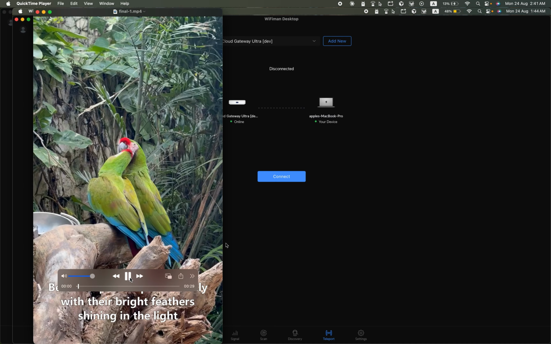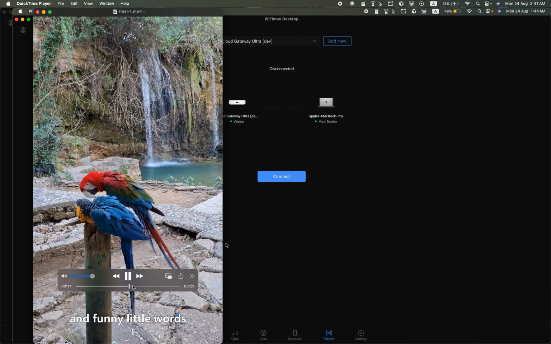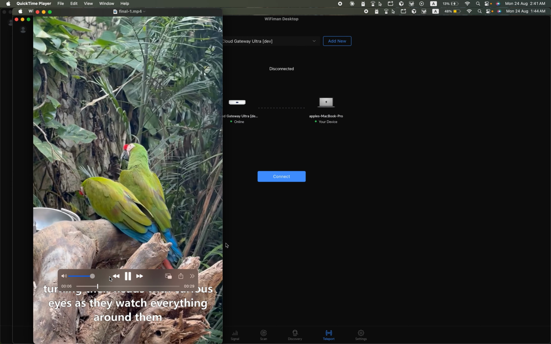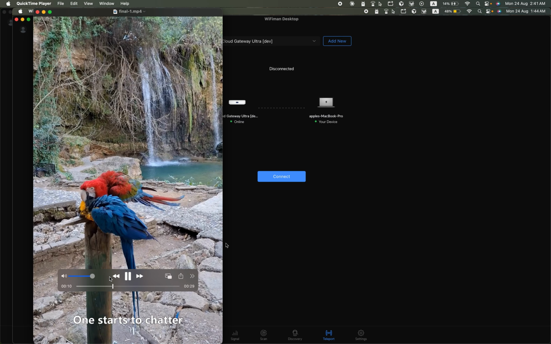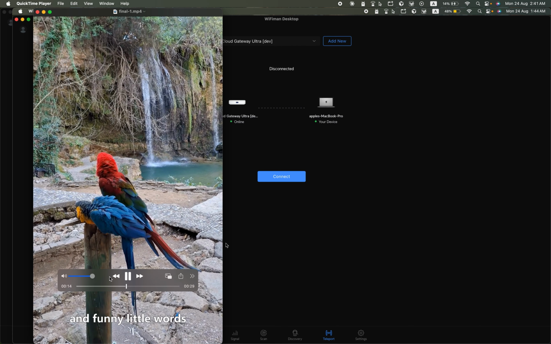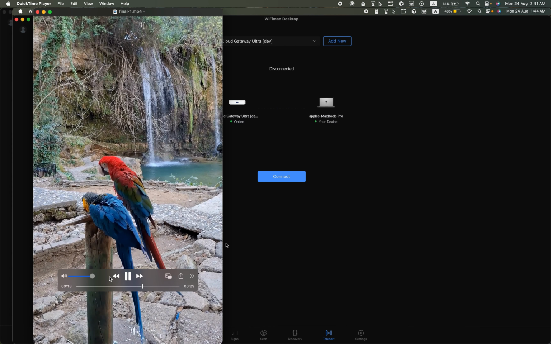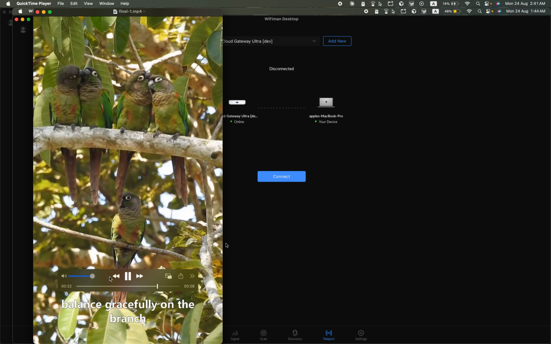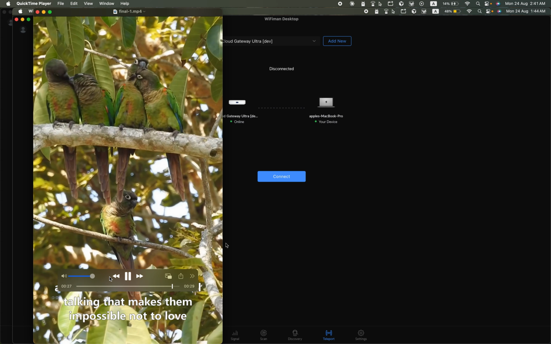Okay. Beautiful parrots perch calmly, turning their heads with curious eyes as they watch everything around them. One starts to chatter, then another answers with playful sounds, whistles, and funny little words, making the moment feel lively and full of personality. As they sit together, they show off their colors, balance gracefully on the branch, and fill the air with cheerful talking that makes them impossible not to love.